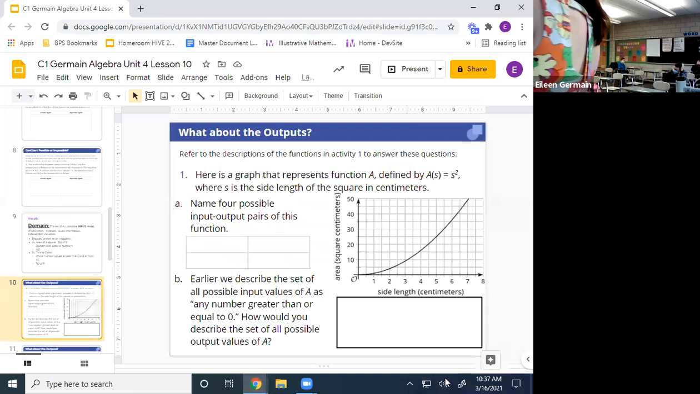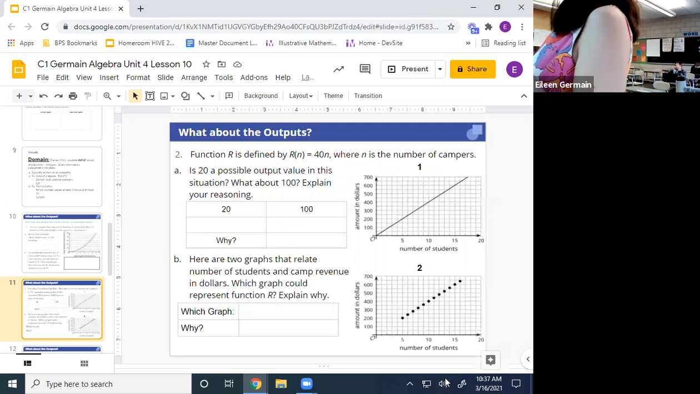Okay, so now we're looking at slide 10, which is about output. We just dealt almost exclusively with input values. Now we're going to look at output values. We're going to refer to the directions from activity 1. We're going to use the same functions from activity 1, the one with the area, and then the one with the money.